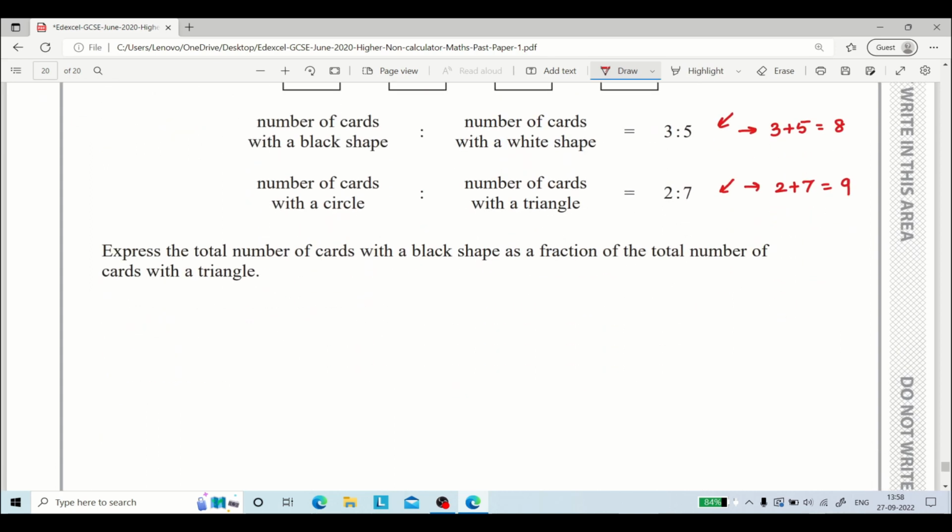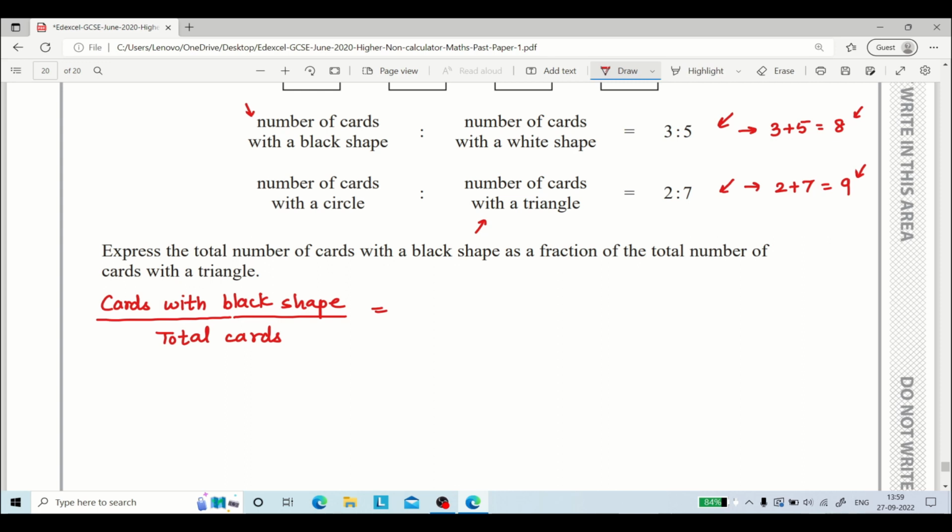Express the total number of cards with a black shape as a fraction of total number of cards with a triangle. So now starting with cards with black shape. We'll first find out this part, with black shape over total cards. The reason why I'm doing this, I'll tell you. Here, the total number of cards is different, 8 and 9, which means we'll have to make them equal, right? We'll have to make them same. So in order to do that, we are following these steps.